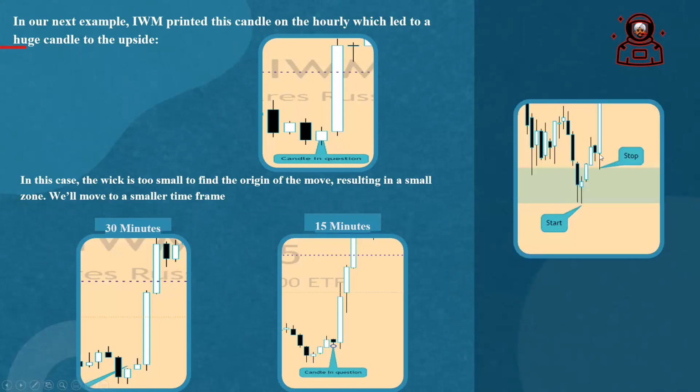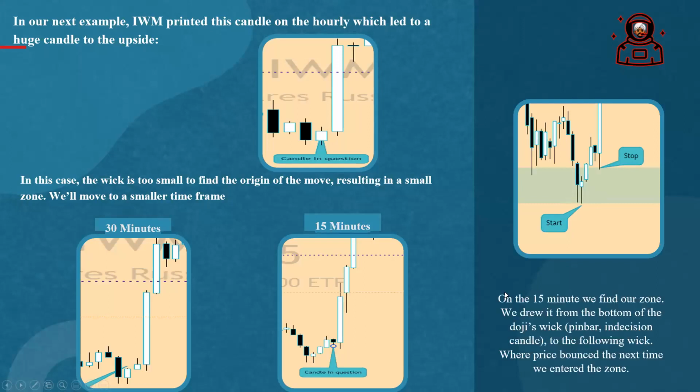So here's where we drew our zones. We started at the bottom of this wick right here, and we took it to the following wick, the next time it bounced. On the 15-minute, we took it from the bottom of the doji's wick, the pin bar, this indecision candle, to the following wick, where price bounced.